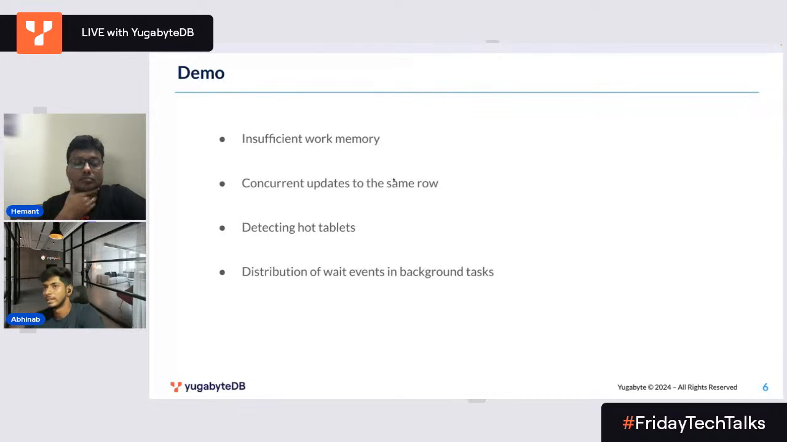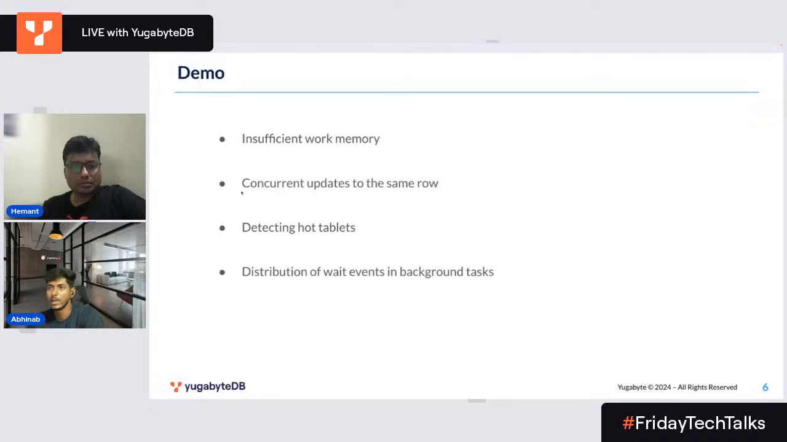So in this demo, we looked at a few things, right? We first looked at the case of insufficient work memory, which caused the YSQL layer to read and write into temporary files, right? And ASH showed us that there was some disk I/O going on in the system, and that's how we knew that we probably needed to adjust the query or the work memory, right?